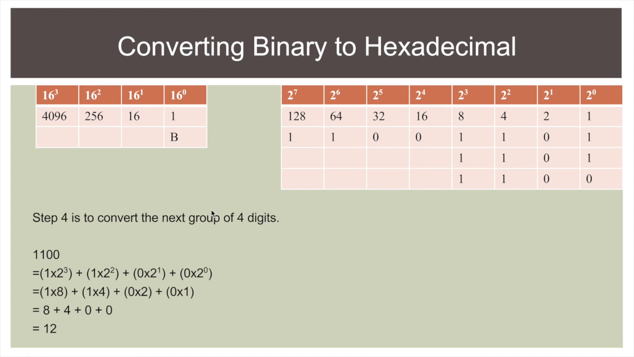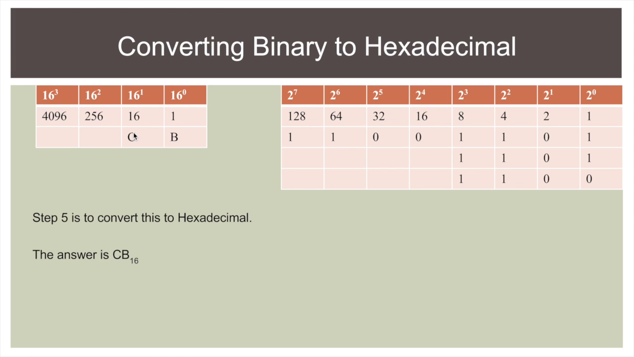Step 4 is to convert the next group of digits. So we take these ones here, we write them in the table, 1100, and we find out that actually equals 12. Convert that, 12 is C. And so that's our hexadecimal number, CD, base 16.